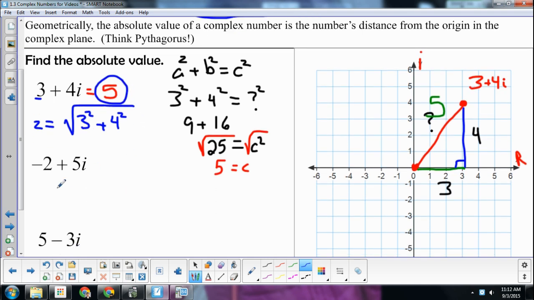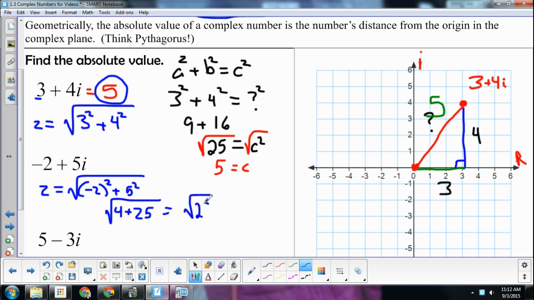The next example: if I use my formula, this is going to equal the square root of a squared, which is negative 2 squared. I put it in parentheses to make sure that it ends up as a positive number. And plus b squared, well, 5 squared is going to go here. Negative 2 squared is 4. 5 squared is 25. I have 4 plus 25, square root of that. Well, that's going to equal the square root of 29, which is simplified as far as it gets. 29 has no perfect square factor, so this is my absolute value.